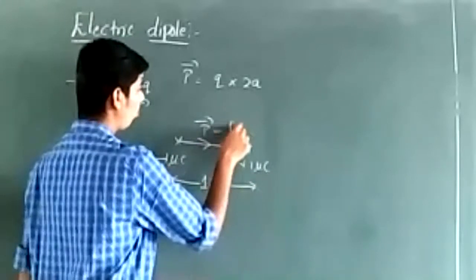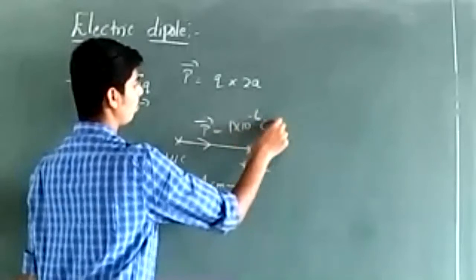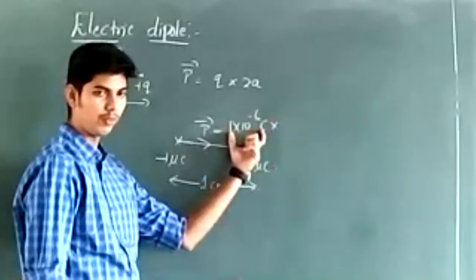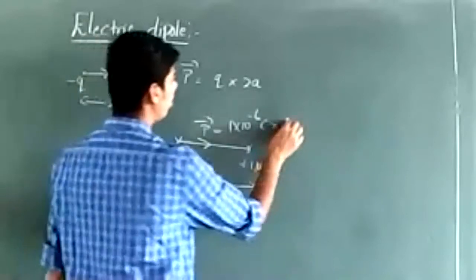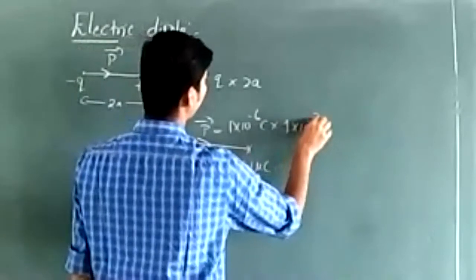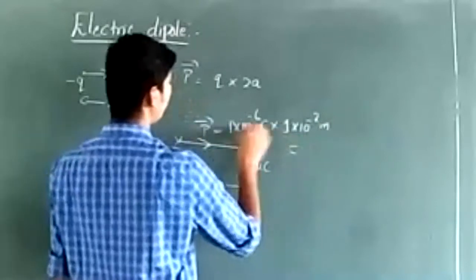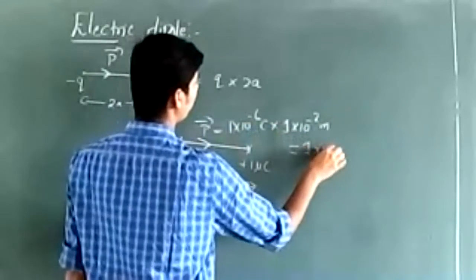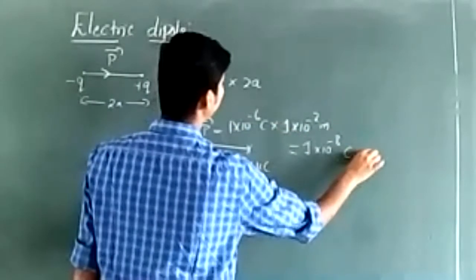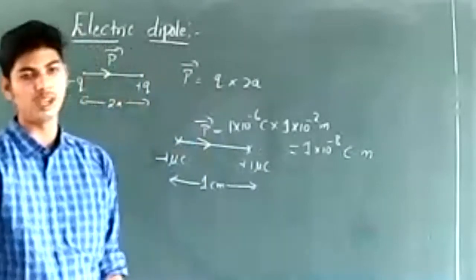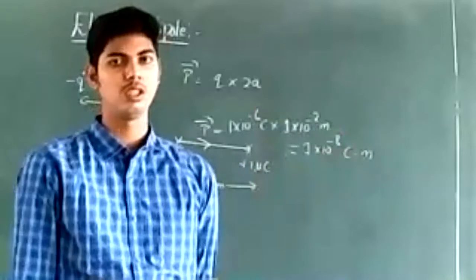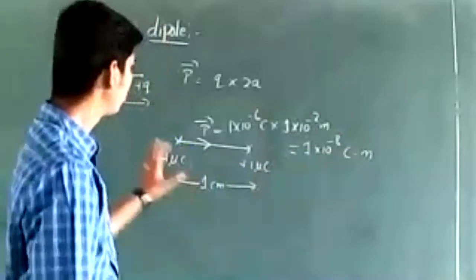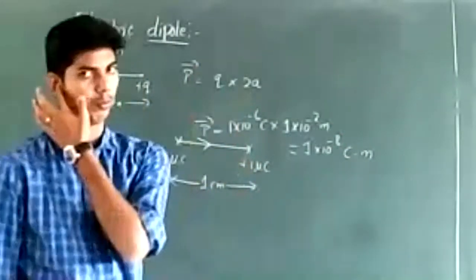Say this one, 1 into 10 power minus 6 coulomb, is the magnitude of either of charge, into the dipole length, which is 1 centimeter, 1 into 10 to the power of minus 2 meter. So this will be 1 into 10 to the power of minus 8 coulomb meter. This will be the electric dipole moment. Electric dipole moment must be expressed in the units of coulomb meter. So this is regarding electric dipole moment.